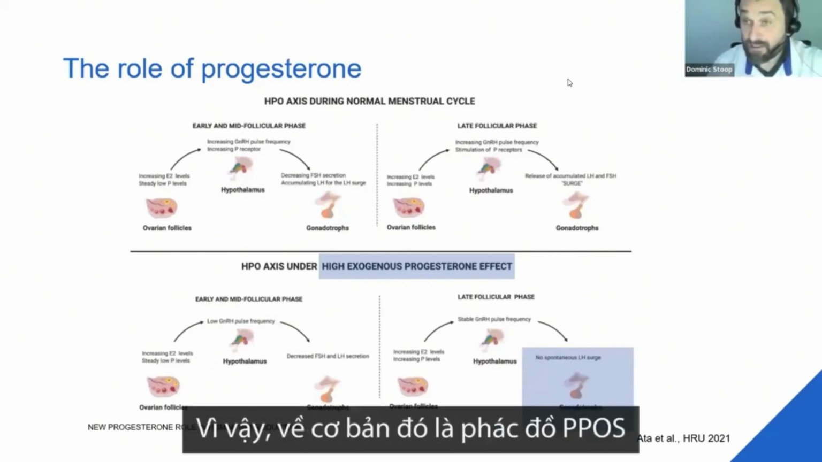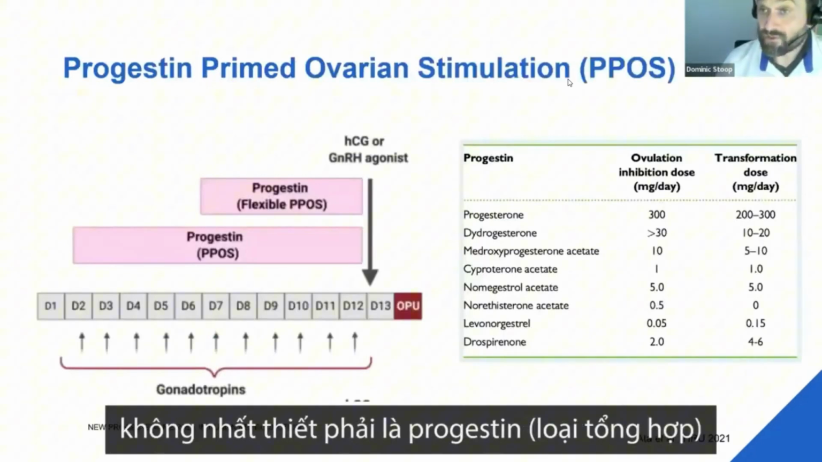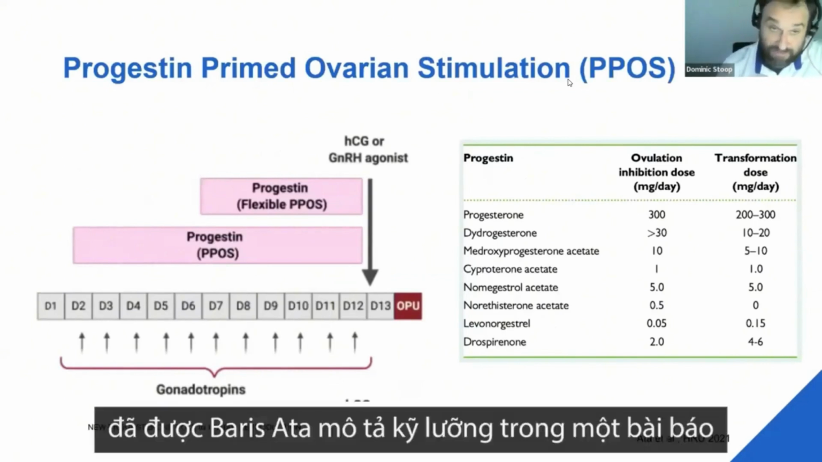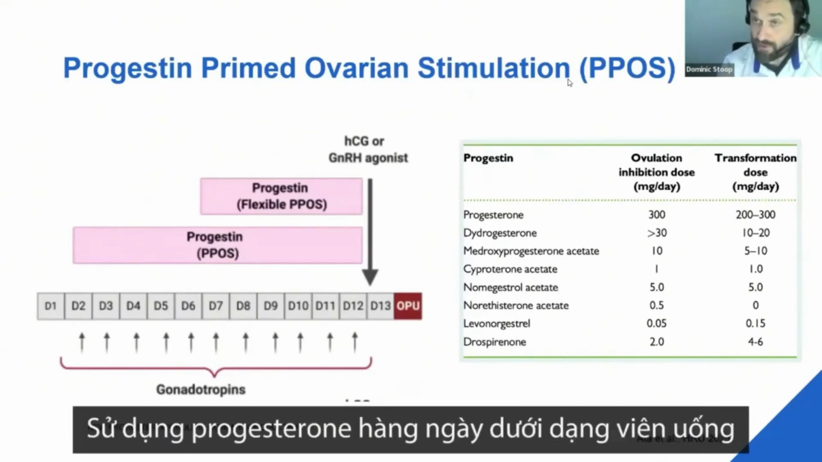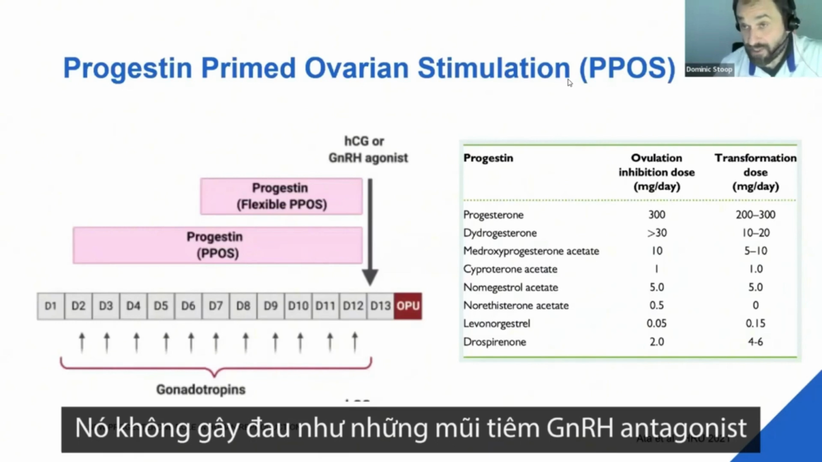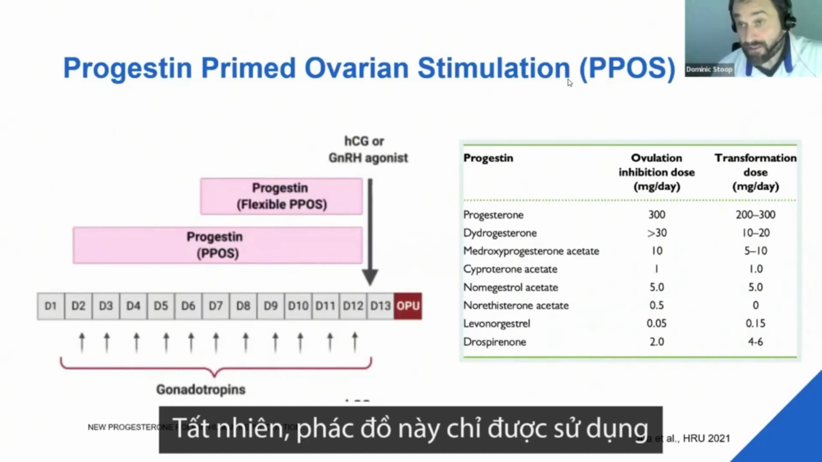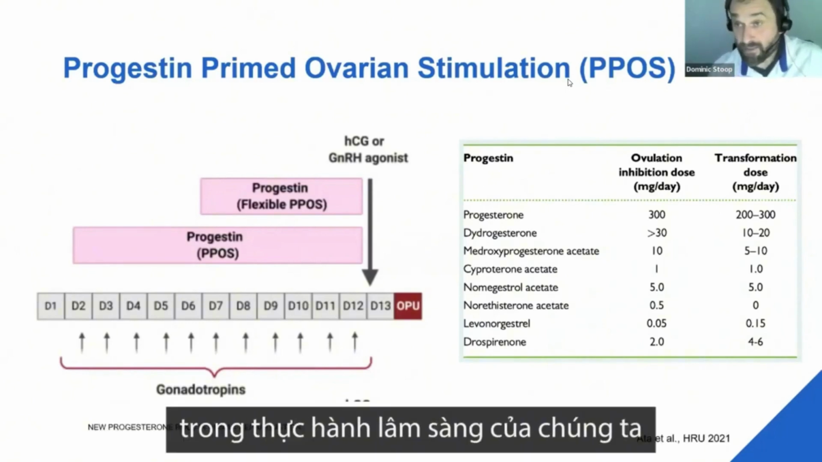So this is basically the PPOS. This is the progestin, or progesterone, which you could use as well. So there are not only progestins, the synthetic ones, in progestin-primed ovarian stimulation. This is nicely described in this paper by Baradi, where you can see that from day one you start stimulation, and you also start progesterone. Progesterone every day, it's a pill, which is much cheaper. It's not painful like an injection of a GnRH antagonist, and also much cheaper for the patients. Of course, it's only possible in freeze-all cycles. But as I said, freeze-all cycles have become, for most of us, the main thing we do.